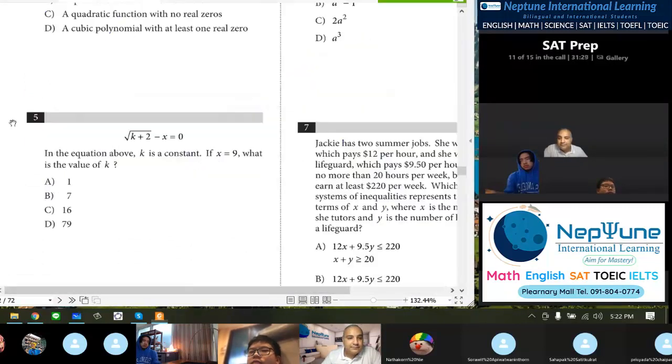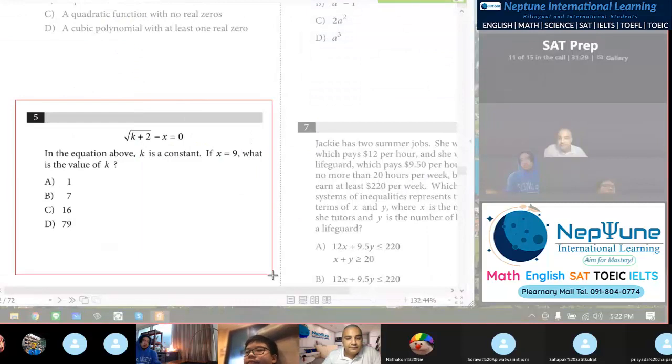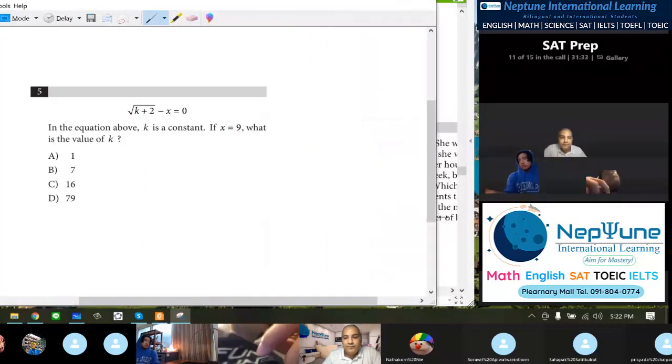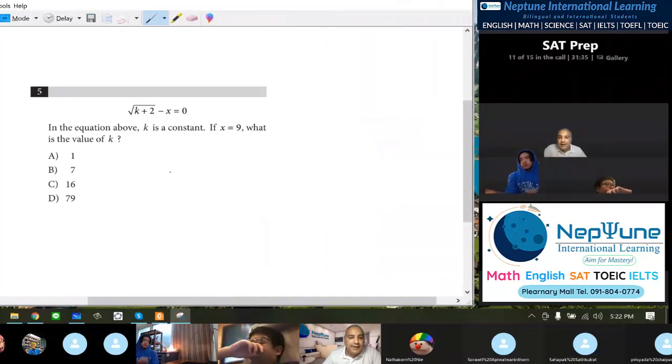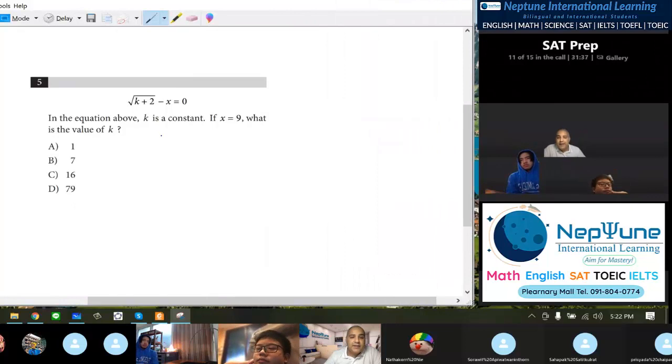In the equation above, k is a constant. If x equals 9, what is the value of k? It sounds complicated, but it's not, because you just do what the question tells you. X is 9, so this is 9, and don't worry about this one. What minus 9 is 0? 9. So that means root of k plus 2 must be 9.